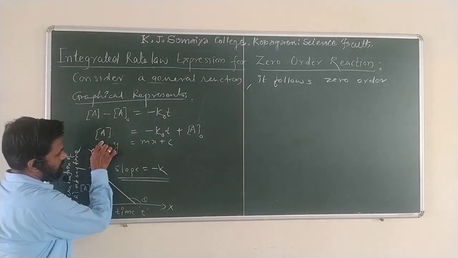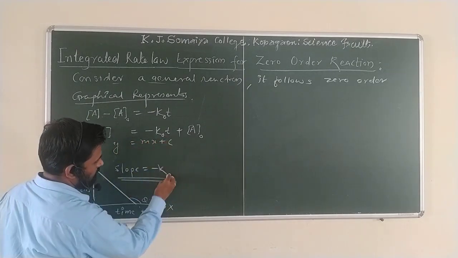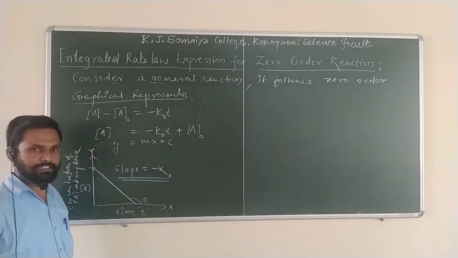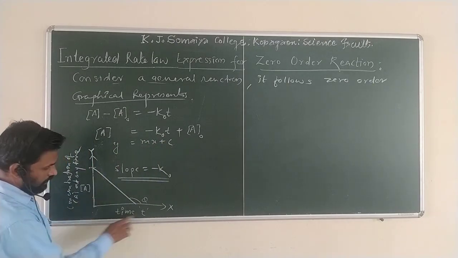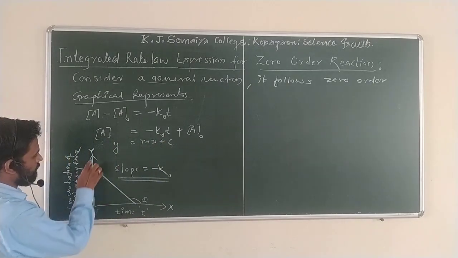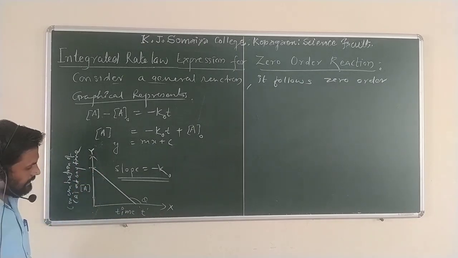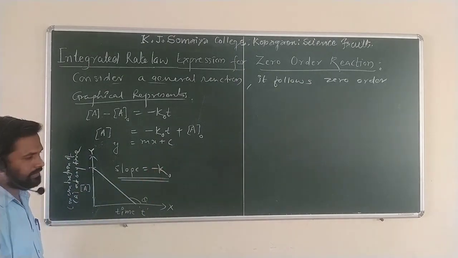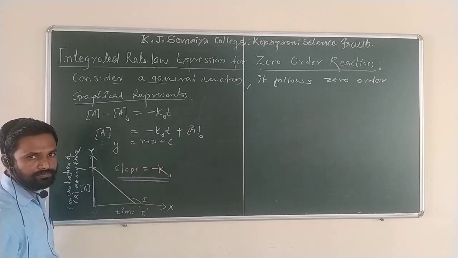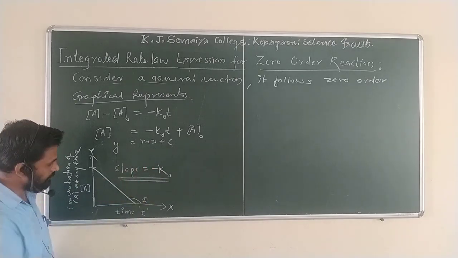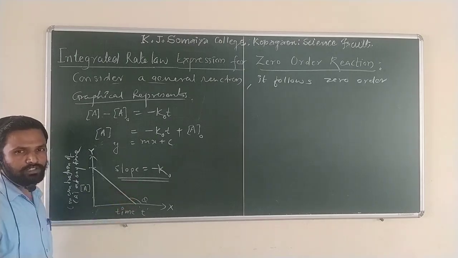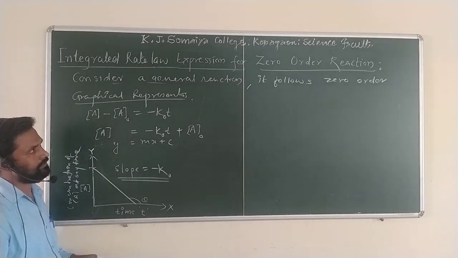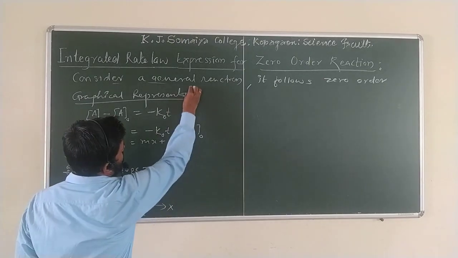That means concentration of A is equal to minus K0 t plus A0. This equation represents the y equals mx plus c straight line equation that we can represent here. If time is taken on the x-axis and the concentration of A on the y-axis, you will get a straight line. The slope is nothing but the rate constant. For any equation, if the slope value is given, that will be the value of the rate constant of the zero order reaction. Okay, so this is the graphical representation.